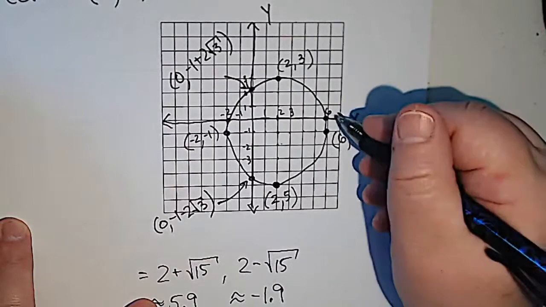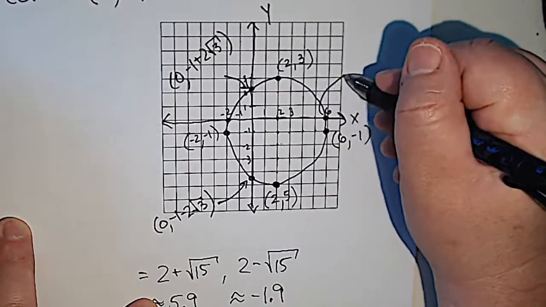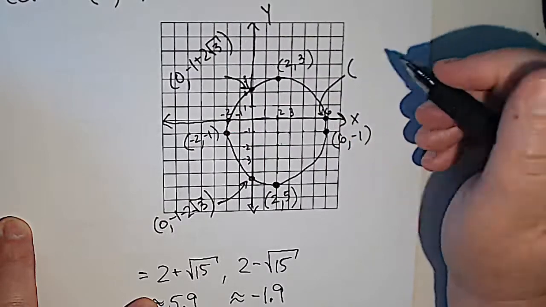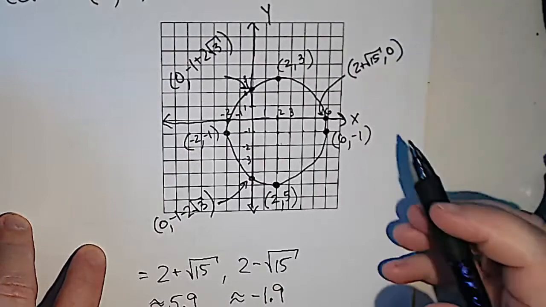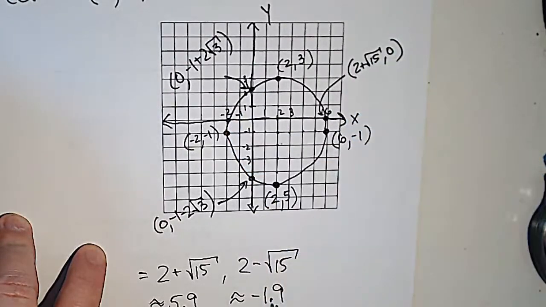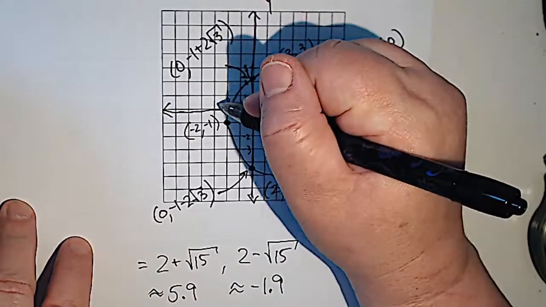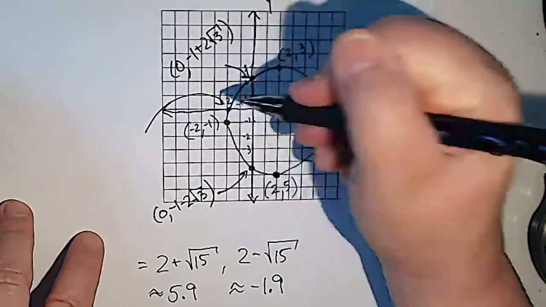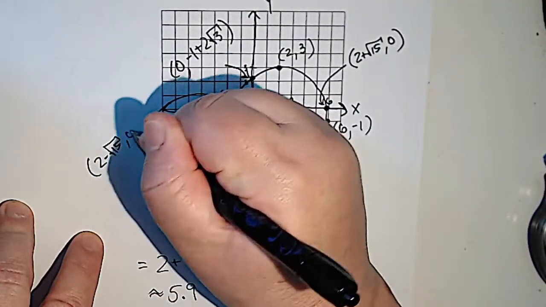Okay, so let's look at the graph and see if these points make sense. 5.9 is this one, and this is 6. See how I'm right close to 6? So this point, (2 + √15, 0), makes sense. Now let's look at this one. See how I'm just to the right of -2, and I should be at -1.9? So that's great. We did it. I'm going to put this one over here: (2 - √15, 0).